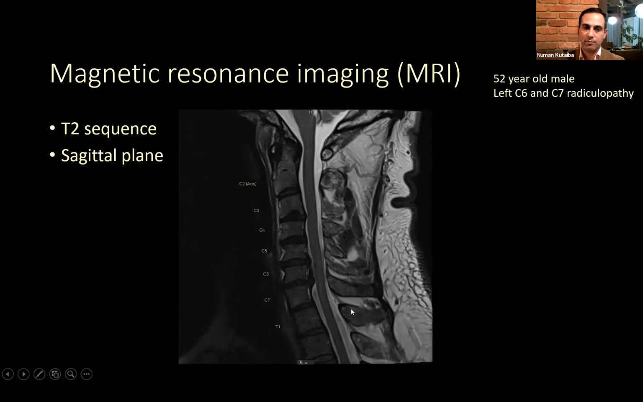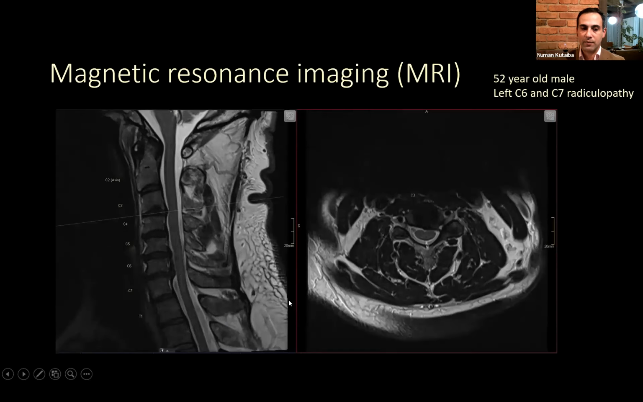This person is 52 years old, has degenerative changes at multiple levels, as you can see, C3-4, C5-6, and C6-7 levels. The cord itself is not compressed, but we'll see these changes here on the axial images. So again, this is T2, that's your cord, that's the CSF, which is bright. The fat is also bright on this sequence.